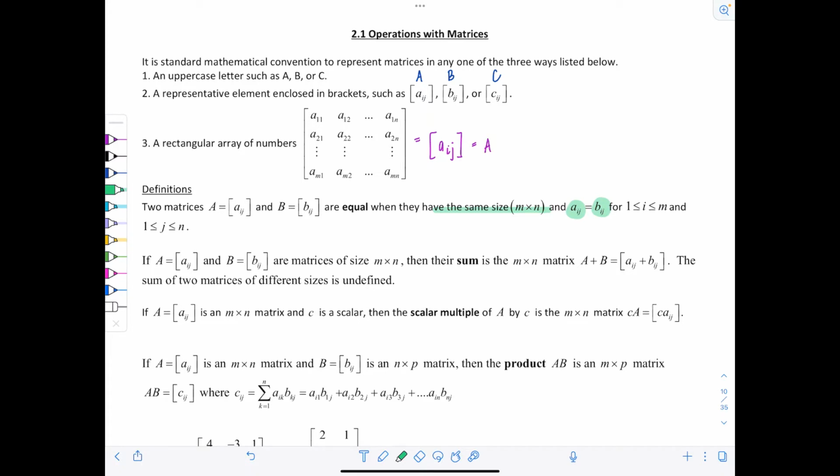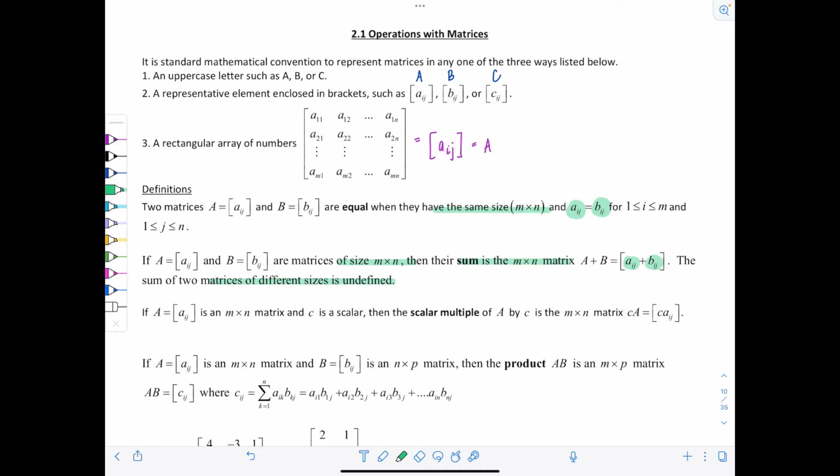Okay, and if you have two matrices and they're both size m by n, so they're the same size, but they don't have to be the same matrix anymore, then the way you find their sum is you add all of the corresponding entries in each place. So their sum is going to be the same size, and to find each of the new entries in the sum, you just add the entries that are in each of the matrices. Okay. The sum of two matrices of different sizes is undefined. So basically they can't be added together. They have to be the same size.